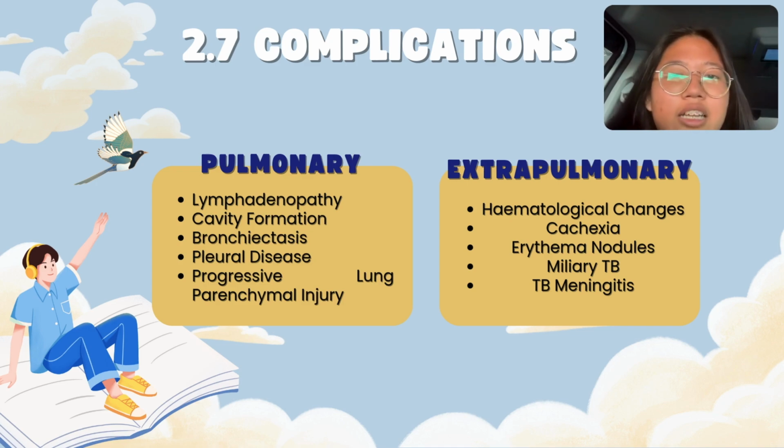that may result in irreversible damage if untreated. The extrapulmonary complications include hematological changes like leukopenia and anemia, cachexia with severe weight loss and muscle wasting, erythema nodosum which causes painful red skin nodules, miliary TB, a severe form of the disease affecting multiple organs, and TB meningitis that can cause brain inflammation leading to motor and cognitive abnormalities.